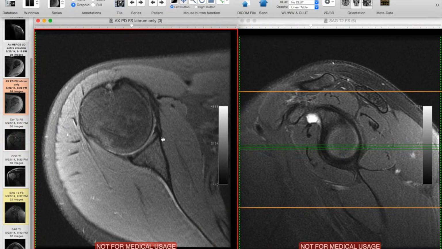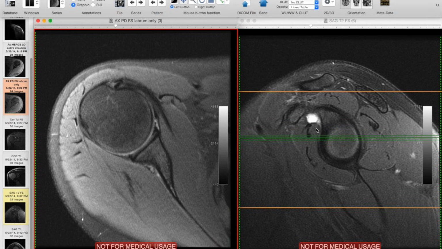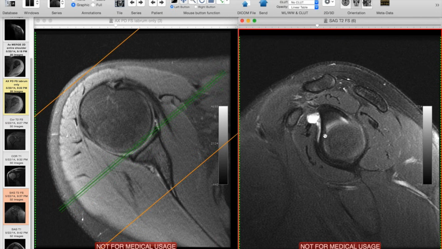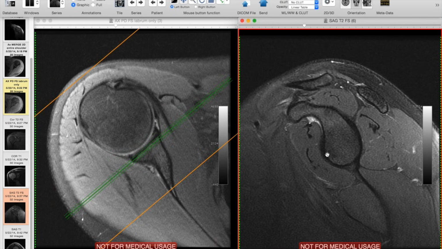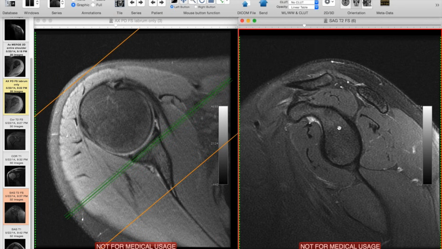Another thing that's helpful is to know what the frame of reference is between the axial images and the oblique sagittal images, because on the sagittal images you get an idea of the clock face of the glenoid, and this patient's relatively vertically oriented, but sometimes it's more sort of anteverted, and you really want to know where you're located on the glenoid in terms of the clock face.